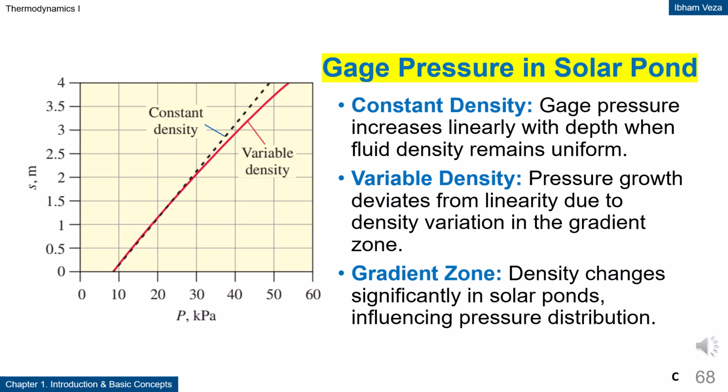Gauge pressure in solar pond. If the fluid density is constant, gauge pressure increases linearly with depth. However, in a solar pond, there is a zone with a density gradient. In this zone, the pressure increase is no longer linear with depth. Density variation affects the pressure distribution in the fluid. This example shows the importance of considering property variations in fluids.